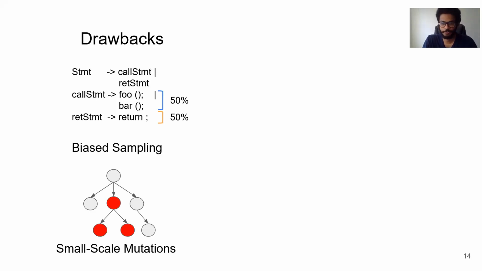Then there is the problem of small-scale mutations, where existing mutation operators operate at the subtree level granularity, and they keep the prefix and the postfix of the tree intact while performing the mutation, as visualized here. This can especially be a problem if the fuzzer gets stuck fuzzing parts of the grammar that are not relevant towards triggering the complex bug, and being stuck in local minima of coverage.